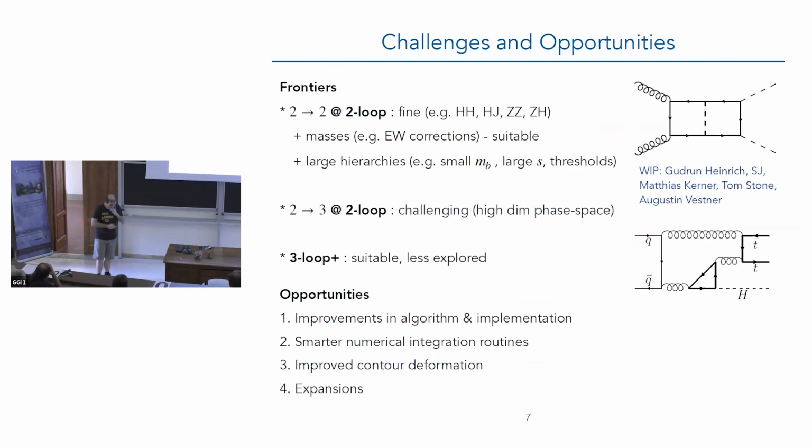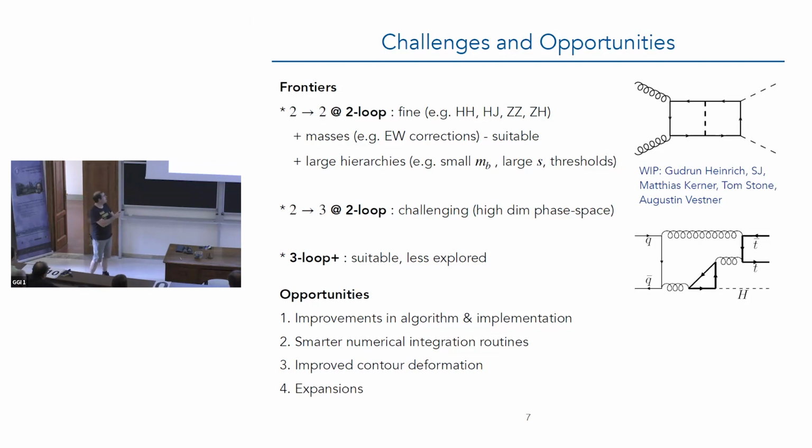Okay, so what are the type of problems that we would like to attack with this? Well, we would like to try and get out to the forefront. One frontier that I would say is partly conquered by this point is two-loop 2 to 2. And this is essentially fine. Sector decomposition works well here. We computed di-Higgs, Higgs-jet, ZZ, Z-Higgs here with internal masses, etc. And sector decomposition is completely up to this task.